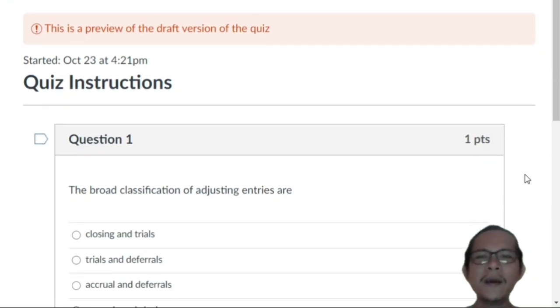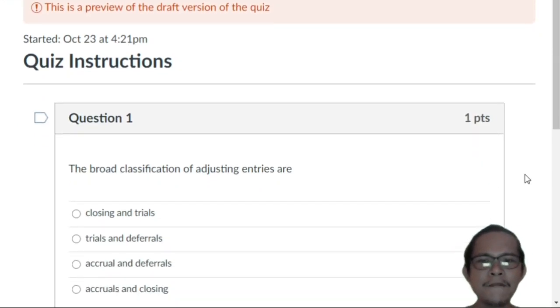Okay, so this is part 2 of adjusting entries na reviewer. Pero binawasan natin yung question, ginawa natin 10 lang para medyo mas maiksi yung oras at mas manageable on your end. Maiksi kasi nga, di ba, ang inyong mga attention span.